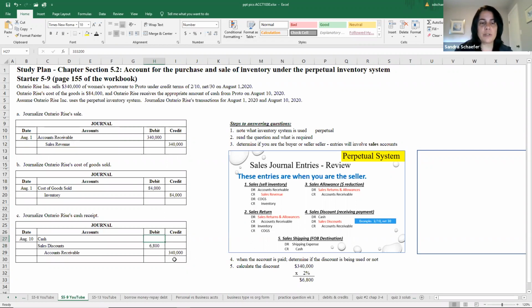And then to figure out the cash, you simply take your credit of $340,000, subtract the discount of $6,800, and that gives you cash of $333,200. When you add these two debits together, they should total your credit of $340,000. It's important, when you're going through these questions, to make sure your total debits equal your total credits in each transaction. And that is question S5-9.